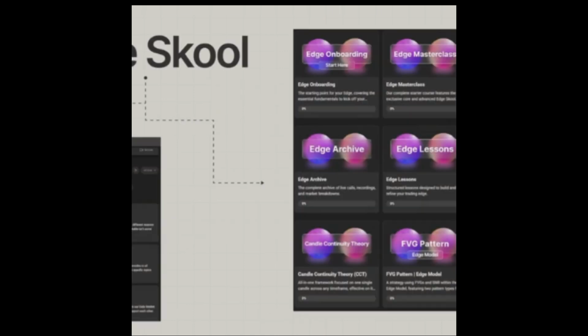Now, some of you might be saying, this is illogical, but this is what I actually teach in Edge School. It's all about a universal model called the Edge model, where we focus on high reward to risk, and then we focus on the quality rather than the quantity.